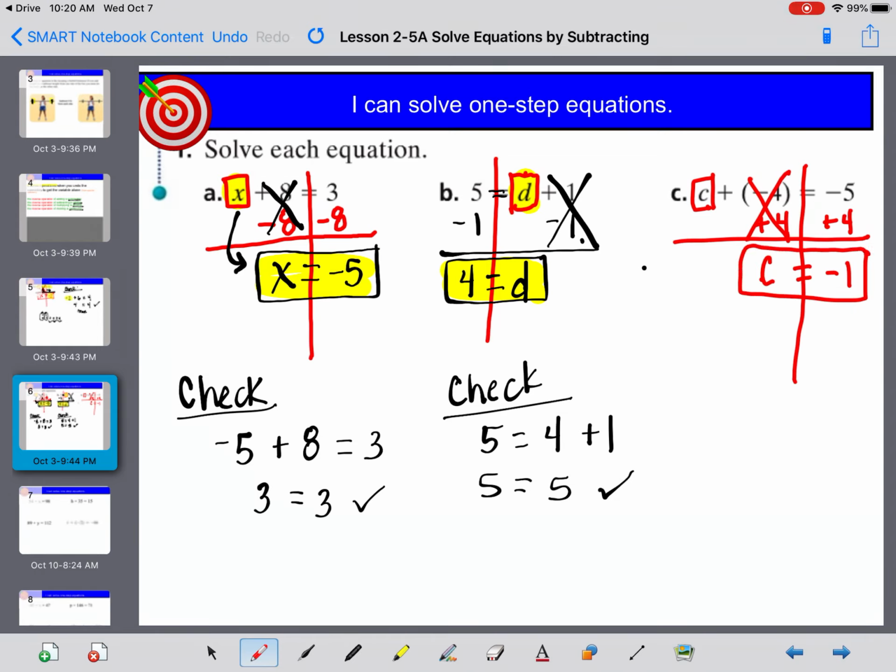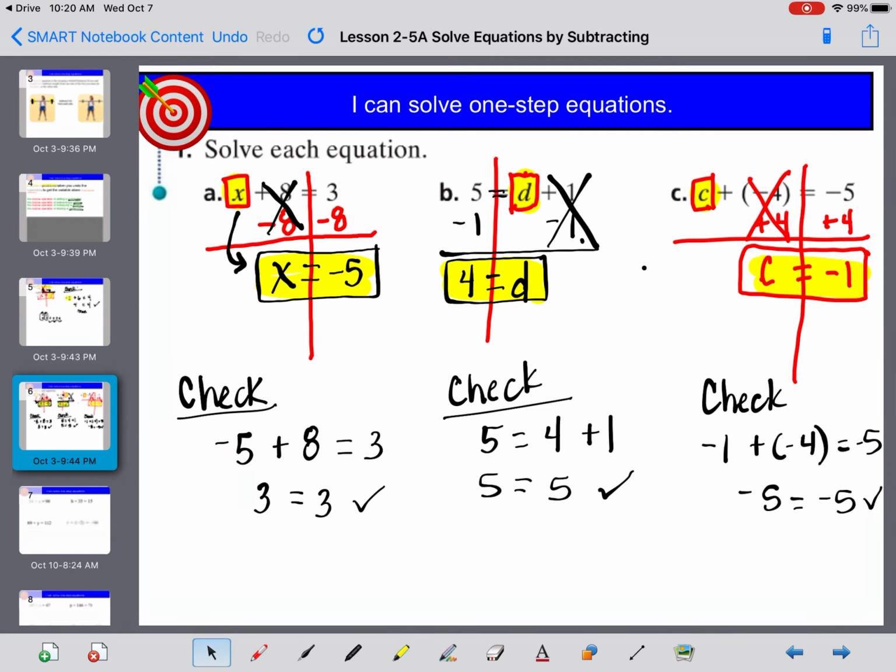Before I can say for certain that I have the right answer, I need to check my work. In order to check my work, I see if -1 is a solution by substituting -1 in for c in the original problem. -1 plus -4, does that equal -5? -1 plus -4 is -5 equals -5. That is true. -1 makes my equation true, so I know -1 is the solution to the equation.